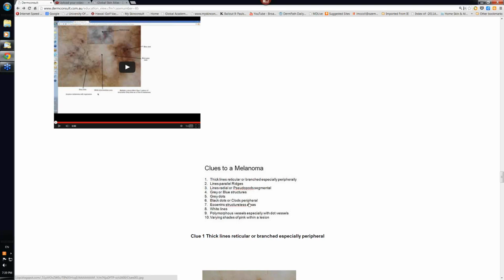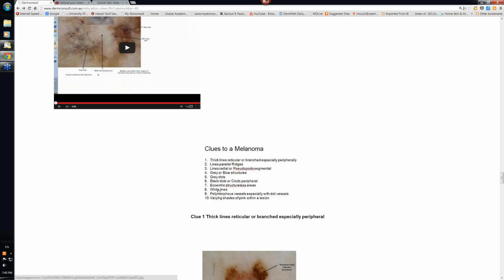Black dots or clods peripheral, especially if there's variation in the size of the clods. This tends to represent rapidly growing nests of cells. Eccentric structureless areas where there's no structure and it just seems like a big bite's been taken out of the lesion dermatoscopically, especially if it's white, if the color is a lot lighter than the surrounding color, then it's a clue to melanoma. White lines are a clue.